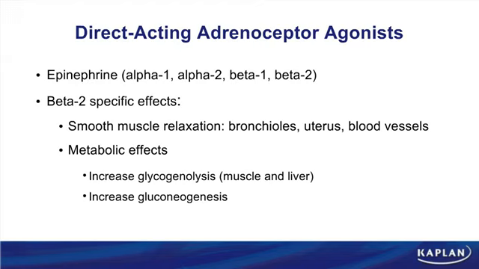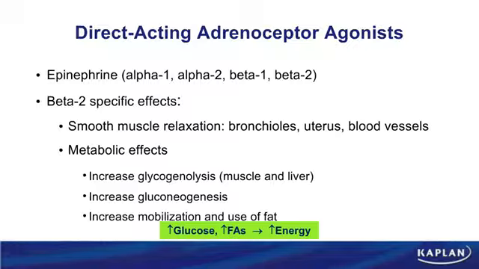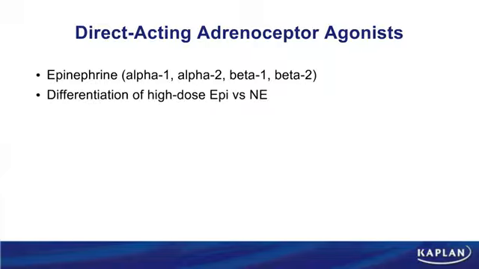Stimulating beta-2s can also increase the mobilization and the use of fat, increasing the level of fatty acids, and together with increased glucose can provide you with energy, for example, in a fight or flight situation. The actions of epinephrine on beta-2 receptors are the opposite of what you see from insulin working on insulin receptors. Isn't it true that insulin is a storage hormone? Insulin wants you to store nutrients, and epinephrine wants you to utilize those nutrients, especially in times of fight or flight. So you might be asked to distinguish high-dose epi from norepinephrine.